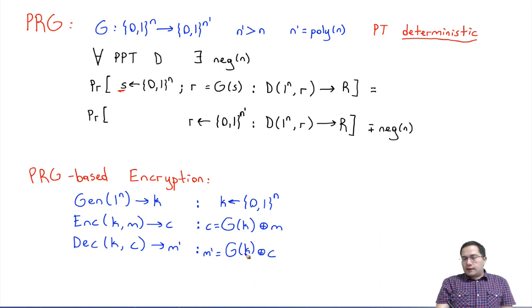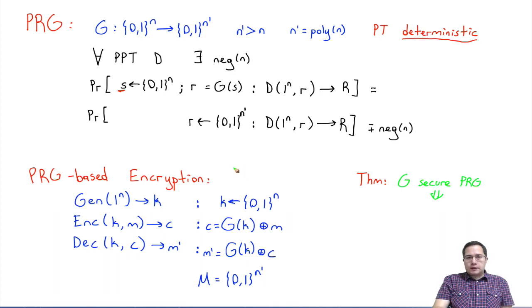The next thing we are going to prove is the following. So our theorem would be, if G is a secure PRG, then this encryption scheme here, and we forgot to define the message space. What will be the message space here? As you can guess, it is all n prime bit messages. Remember, G of K will be an n prime bit value. So let me call this scheme, let's say, X.